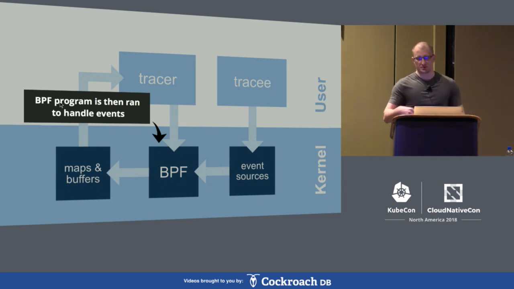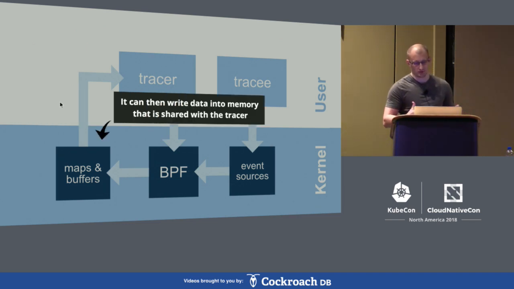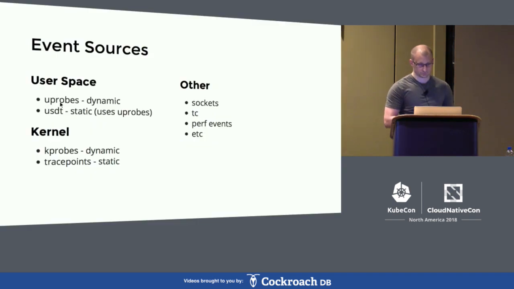When those events occur, so for instance, the tracee hits a trap instruction, then the BPF program will get called and it'll handle the event. And then the program can optionally write to some in-kernel memory that then gets shared with the tracer.